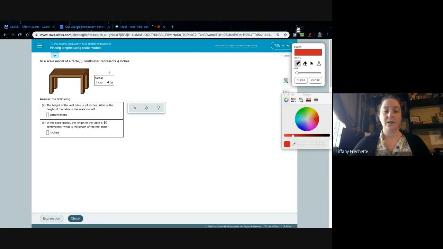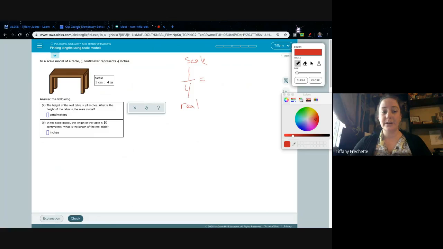Okay, so this one says a scale model of a table, and 1 centimeter represents every 4 inches. So 1 to 4. This is what we're going to use for our beginning. Remember, this is scale, and this is real. We want to set up the second proportion the same way: the scale on the top, and the real on the bottom.